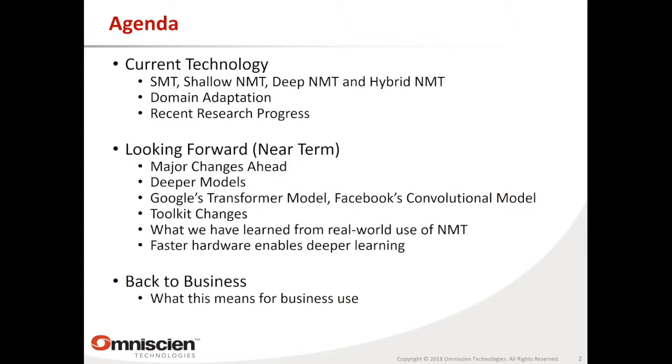We'll be starting with current technology. We'll be looking at SMT very briefly, shallow NMT, deep NMT, and of course hybrid NMT. We'll be looking a little bit at domain adaptation and some of the recent research progress. From there, Philipp will take over and we'll be looking in a forward direction towards near-term things that are happening. There's quite a few major changes ahead, including deeper models, some new models from Google and Facebook, various changes in toolkits, what we've learned over the last year or two, and little bits about hardware. And then finally, we'll touch on getting back to business. What does it mean to use it in your business?